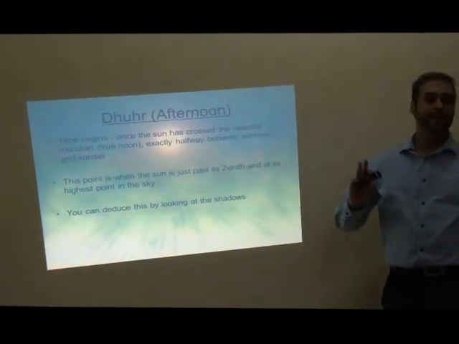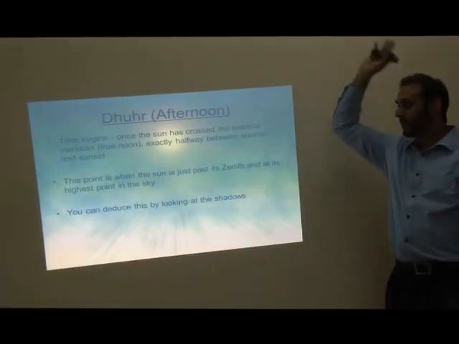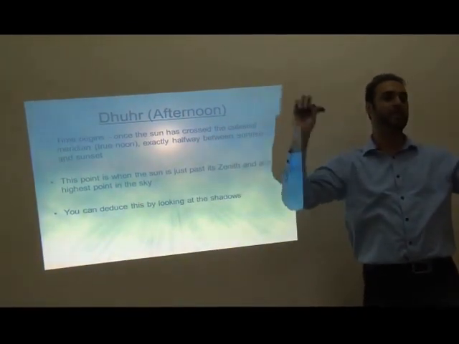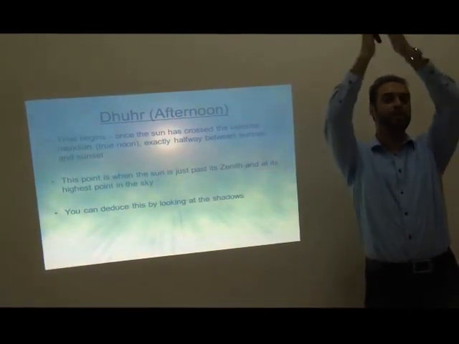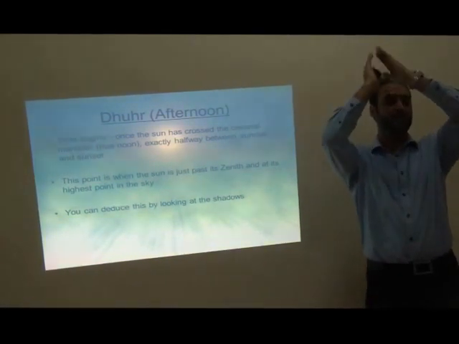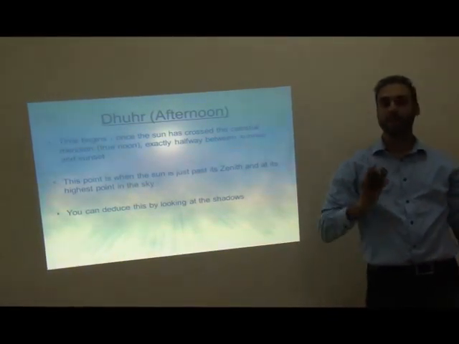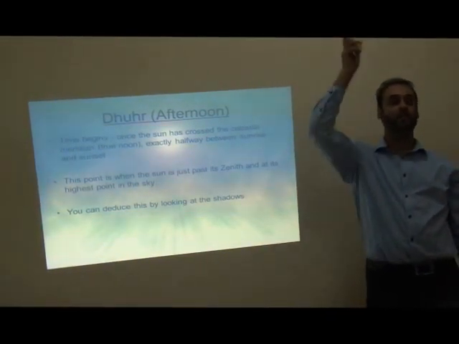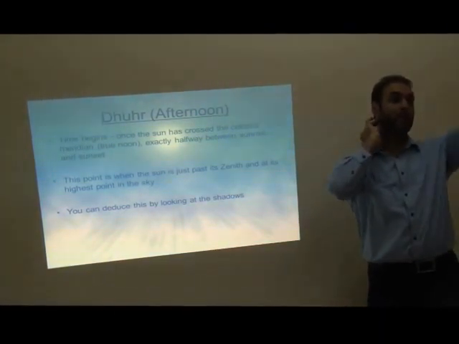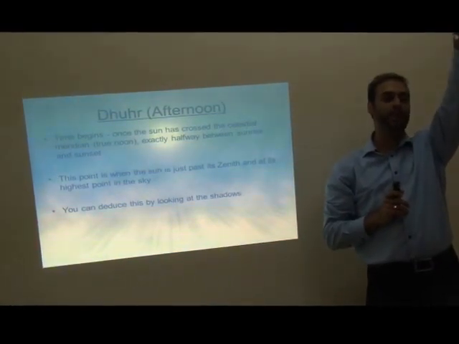So Dhuhr begins once the sun has crossed the celestial meridian, true north, exactly halfway between sunrise and sunset. So you've got sunrise and sunset, and the point midway in the middle. Once the sun is at its highest point and it's just crossed it, that's the time for Dhuhr to start. Now, that may not necessarily be at the highest point in the sky. Depending on where you are, it would only be directly overhead at the equator. Apart from that, nowhere else on Earth would it be directly overhead.